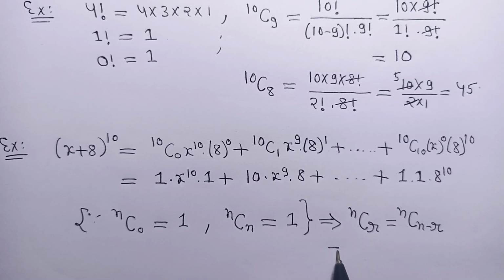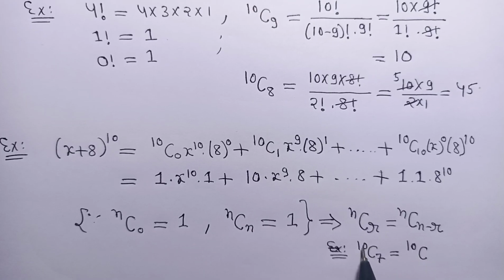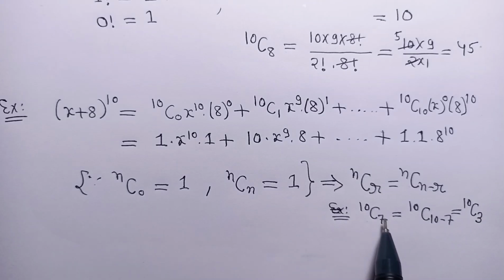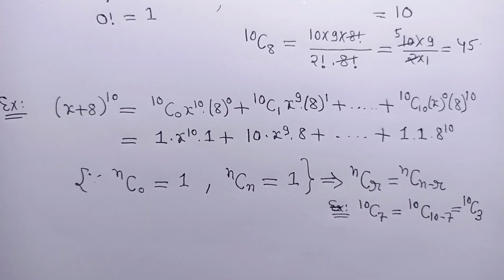You can apply it, for example, 10C7 is equal to 10C(n minus r). The r value is 7 and the n value is 10. So this will be 10 minus 7, which is eventually equal to 10C3. So this property is very helpful. Whenever you need, you can apply it. So your 10C7 is eventually equal to 10C3.